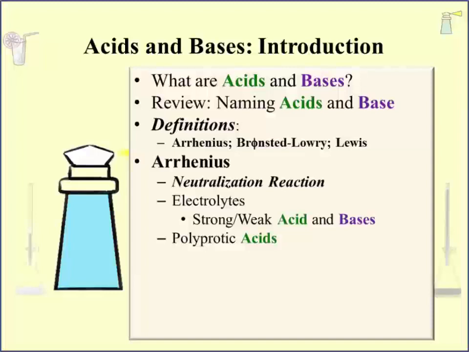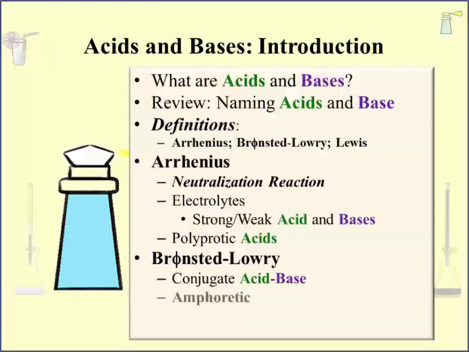The second major definition of acids and bases is that of Bronsted-Lowry. Within that definition, the important concept of conjugate acid-base is explored, along with a brief look at amphoteric compounds. Finally, we will look at a particular reaction of acids with metals.